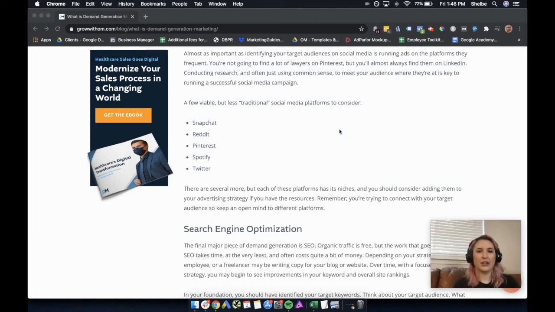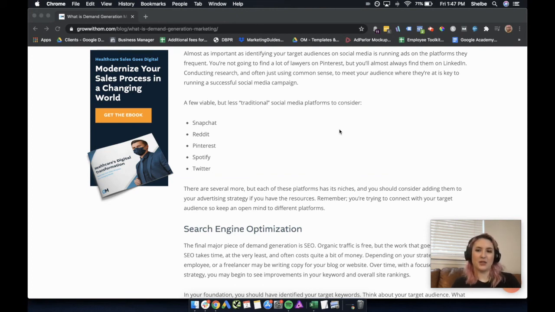I mentioned earlier, there's a lot of other social media platforms out there. Some other ones that we've used a couple times, but it's not really something we use for every client. It's just something that we consider using if it will fit that specific client. So we've used Snapchat, Reddit, Pinterest, Spotify, and Twitter. And there's tons more, but each one has its niches. You should definitely consider adding them to your advertising strategy if you have the resources and if it makes sense.